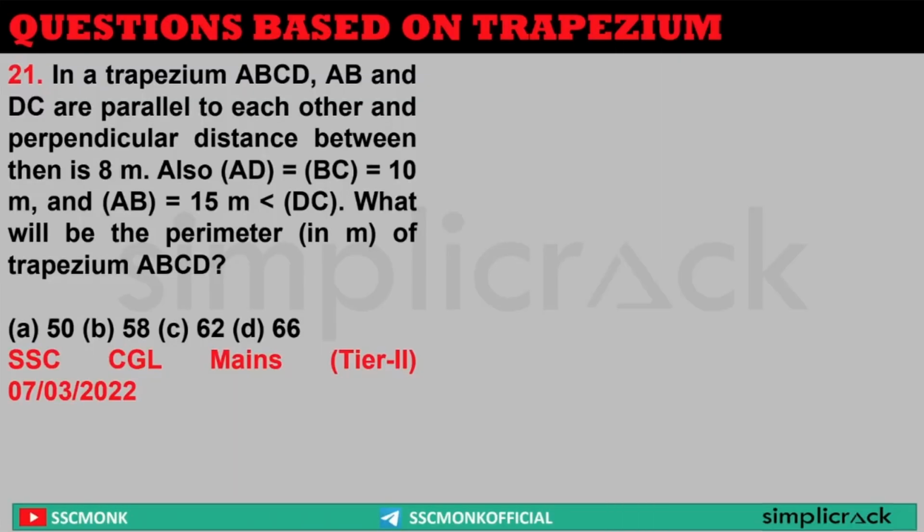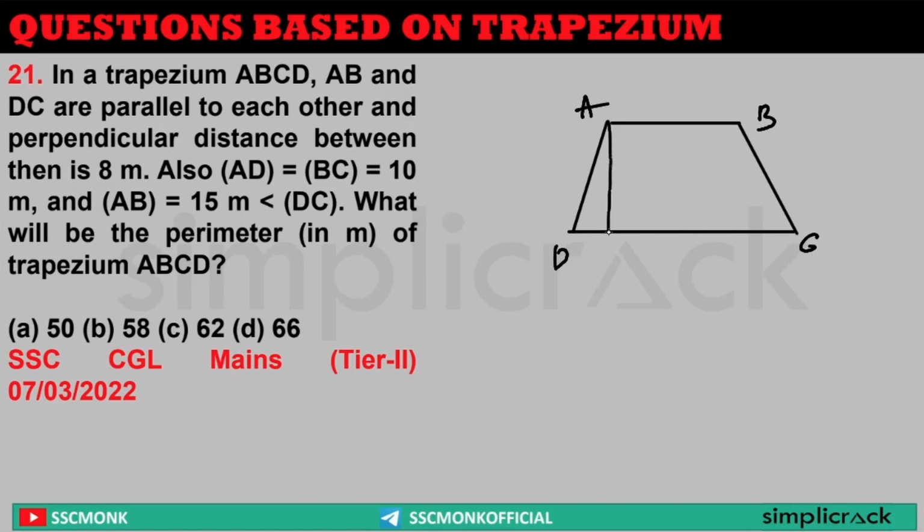Next. Question based on trapezium. In a trapezium ABCD, AB and DC are parallel to each other. So this is AB, this is DC. Okay. So you join it, you will get a trapezium. So this is A, B, C, D. The perpendicular distance between these is equal to 8 centimeter. AD is equal to BC. So this is 10. So this is 10.